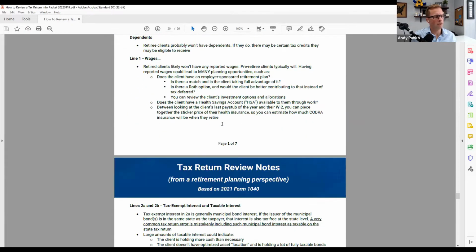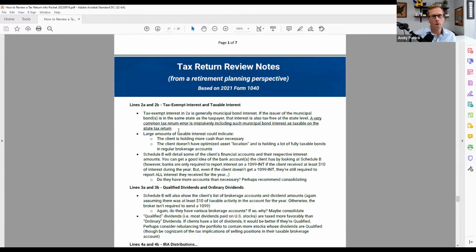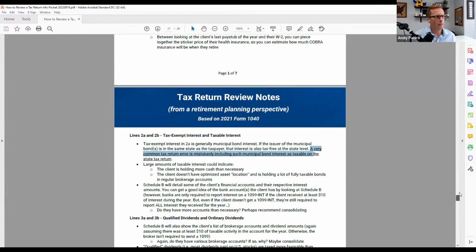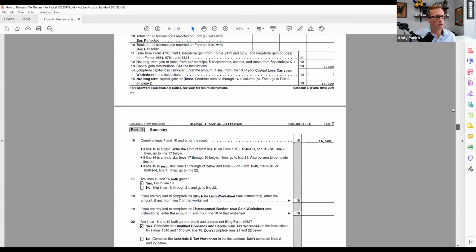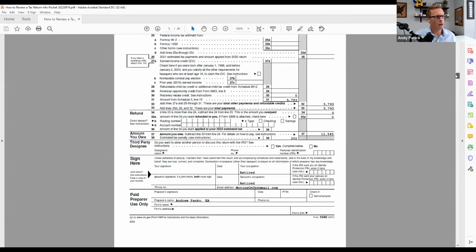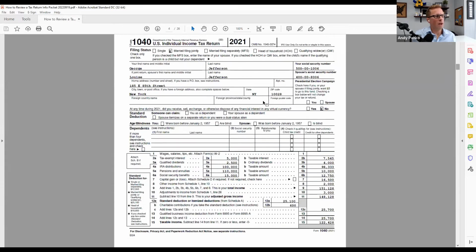Some of these are actionable planning opportunities. Things I highlighted and underlined are things I thought were worth mentioning because they're either common or a good opportunity. So feel free to use this as much or as little as you want. Again, you all will get a copy of this whole packet at the end. So I'm just going to verbally walk through this stuff now. Going back up to the top. So here we have it.